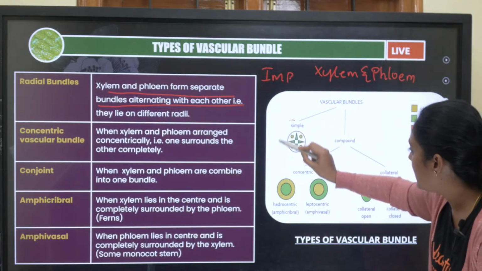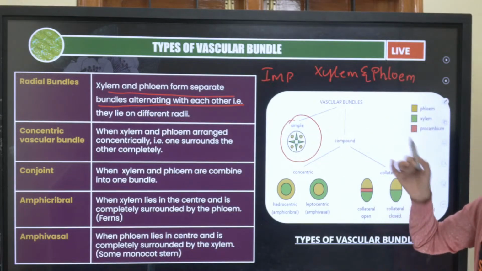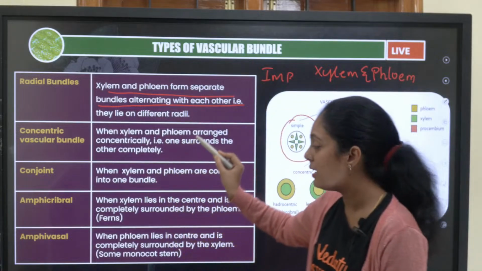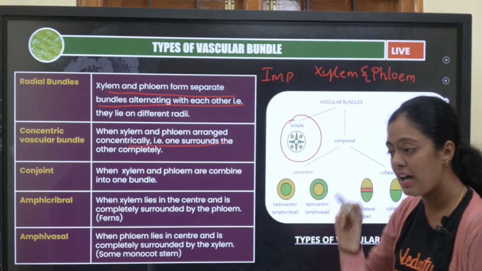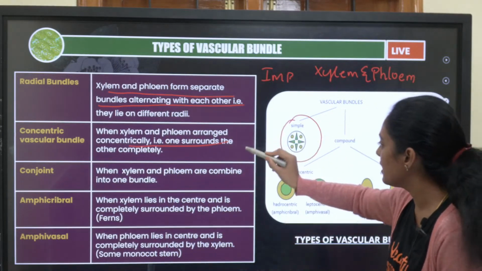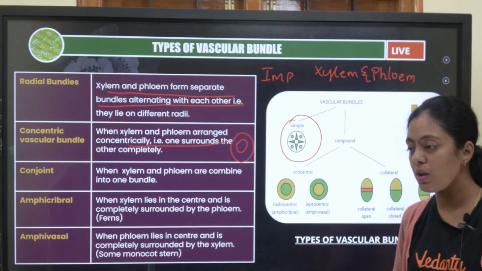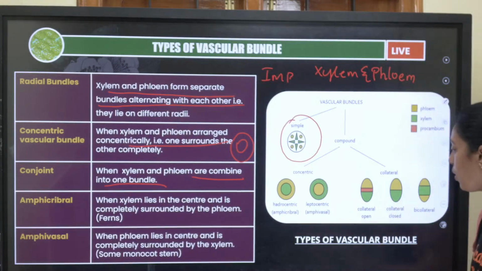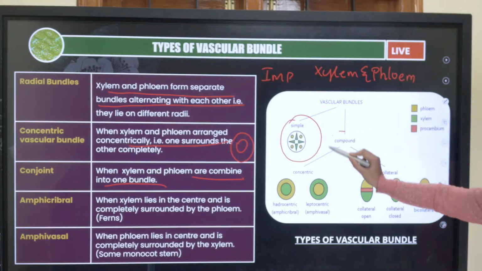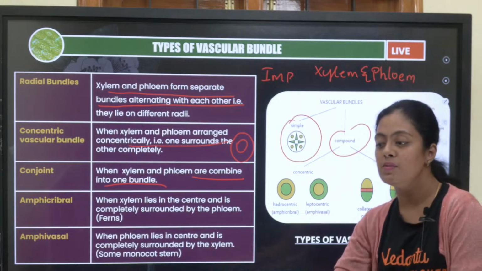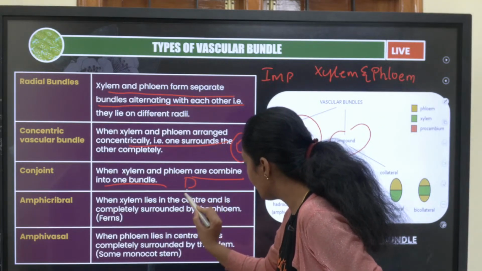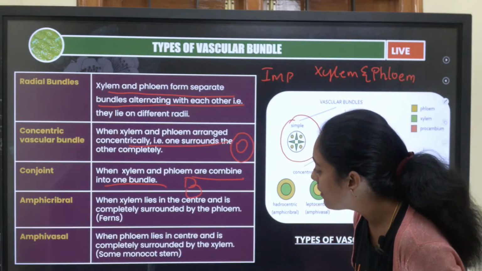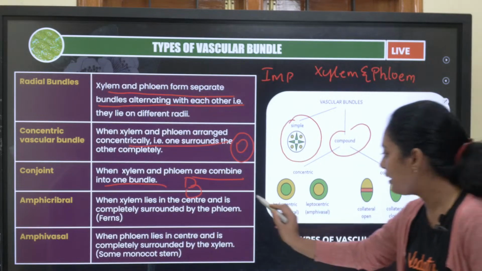So this is a radial type. Okay, xylem alone and phloem alone, each of them on its own radius. Then you have the concentric vascular bundle. When xylem and phloem are concentrically arranged, one surrounds the other. Conjoint is when xylem and phloem combine into one bundle. So that is what we call a conjoint bundle. If xylem is on top and phloem below, then we call it conjoint. Then you have amphicribal and amphivasal. Okay, this is not there in your syllabus.